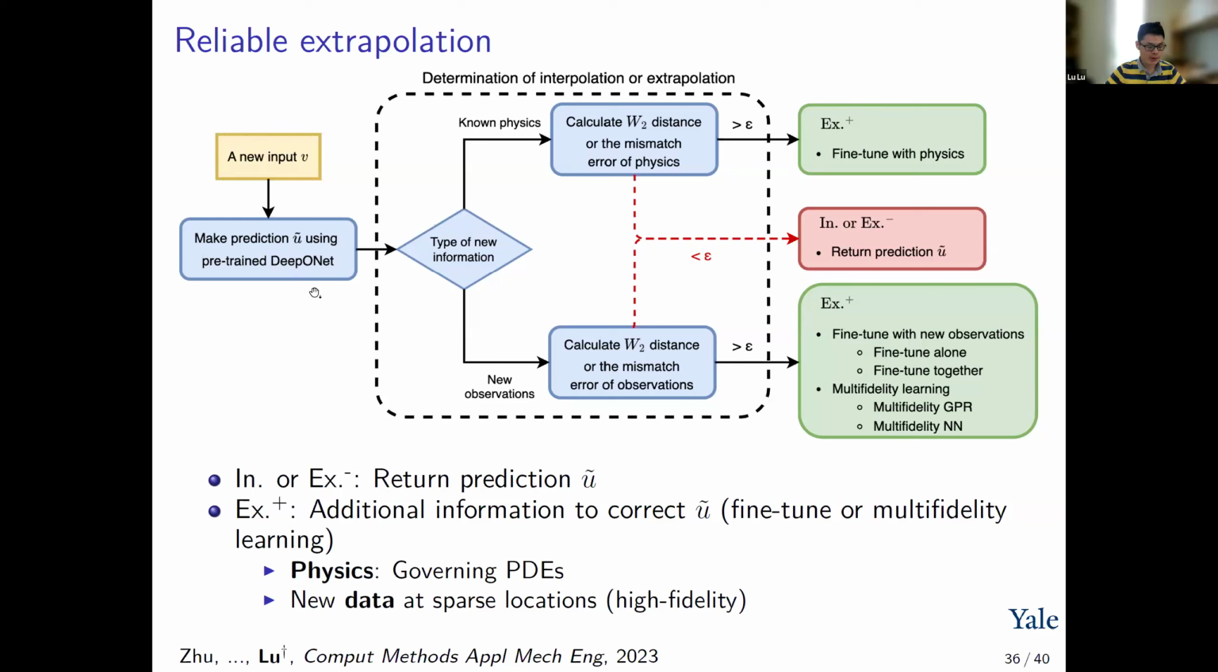We have a pre-trained deep net. You can view this as a foundation model. Then for a new case, we do fine tuning. But this fine tuning can be based on physics or could be based on data. In our paper, we have proposed specific different methods for fine-tuning. And another idea is called multi-fidelity learning, so I will not discuss it in this talk today.